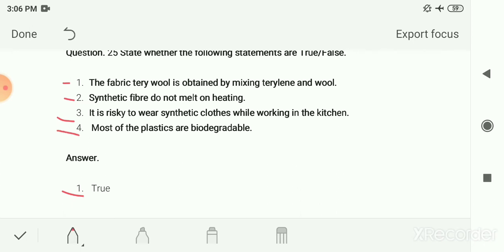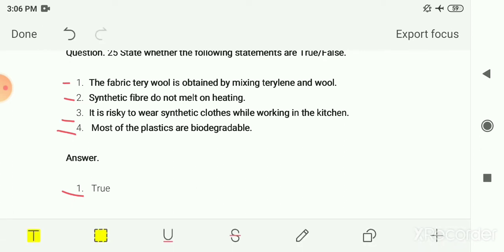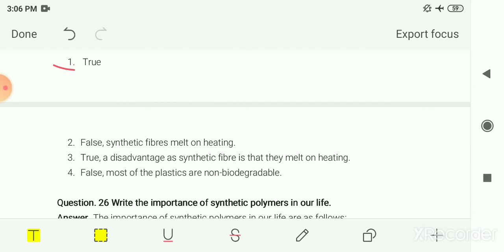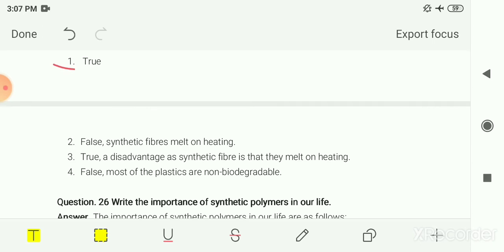Next is, most of the plastics are biodegradable. So your answer is false. Most of the plastics, or all the plastics, are non-biodegradable material. So here the answers are given to you.